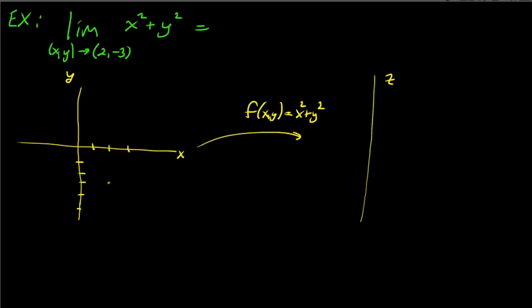So if I take any set of points, and they're getting closer and closer to this given point, 2, -3, what are the z values getting close to? Say right here.